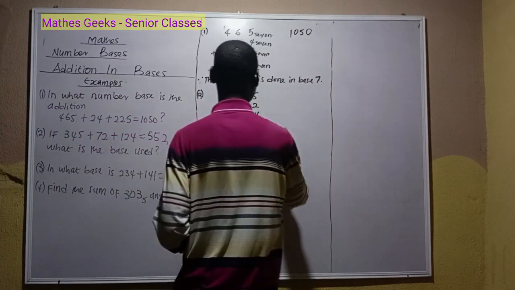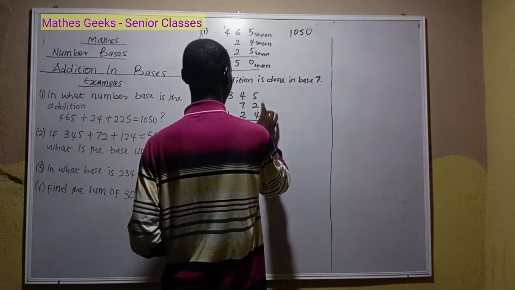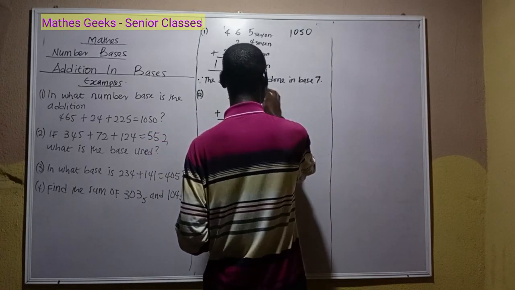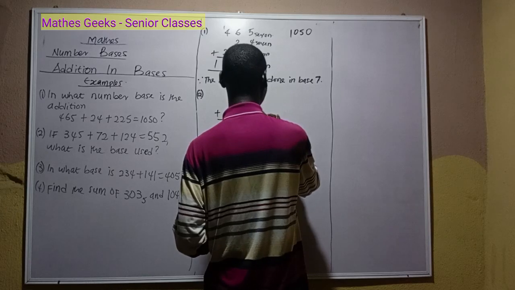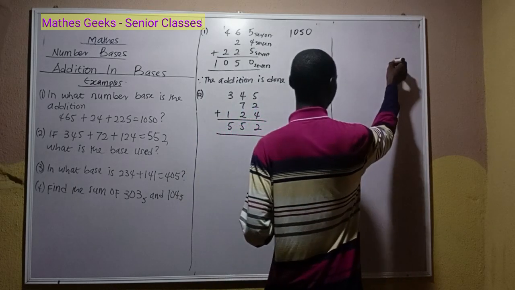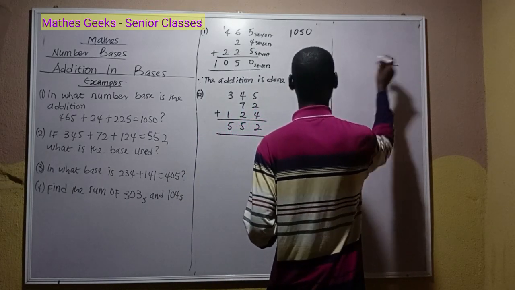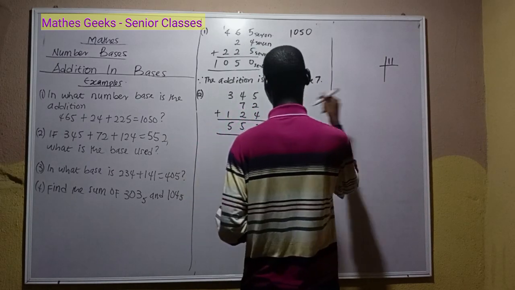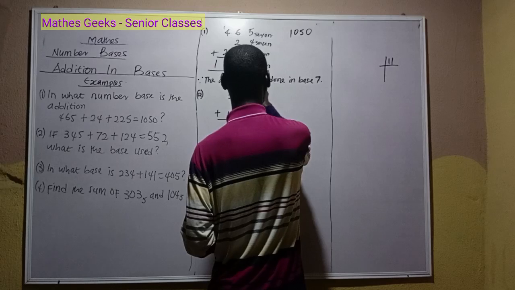So the first part is 5 plus 2 is 7, 7 plus 4 is 11. So we want to know the base that will give us 2 as the first digit, and then the other digit is carried over.